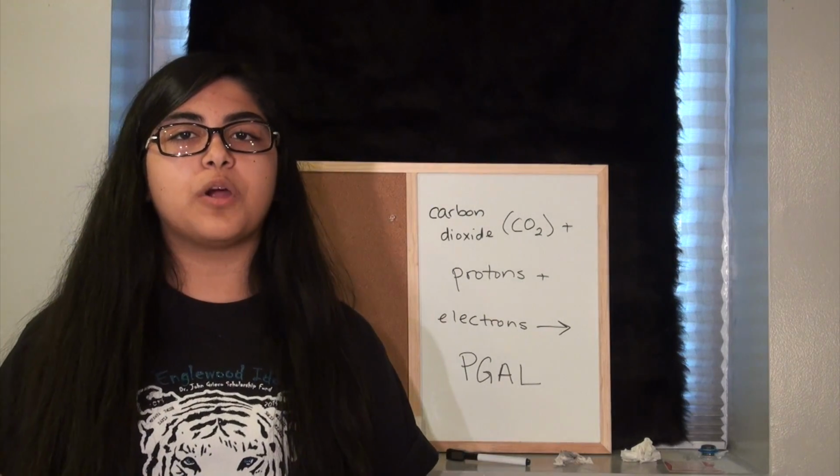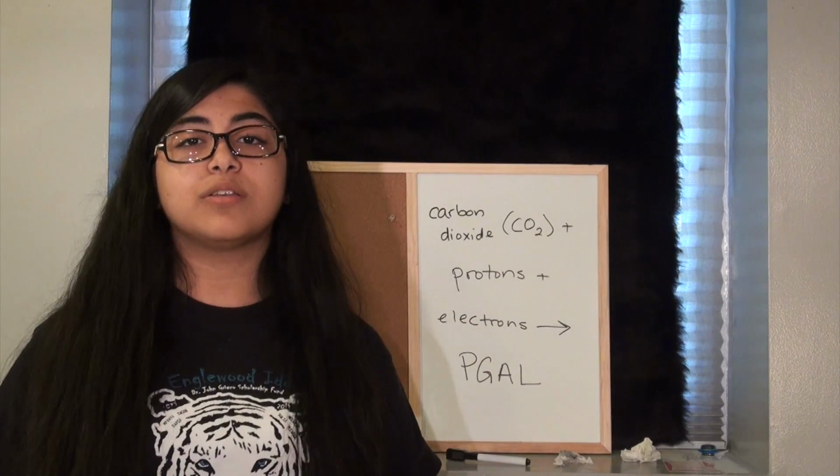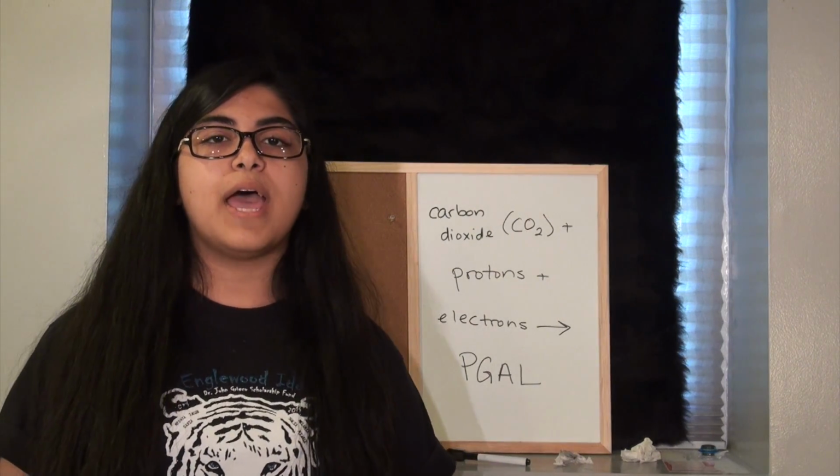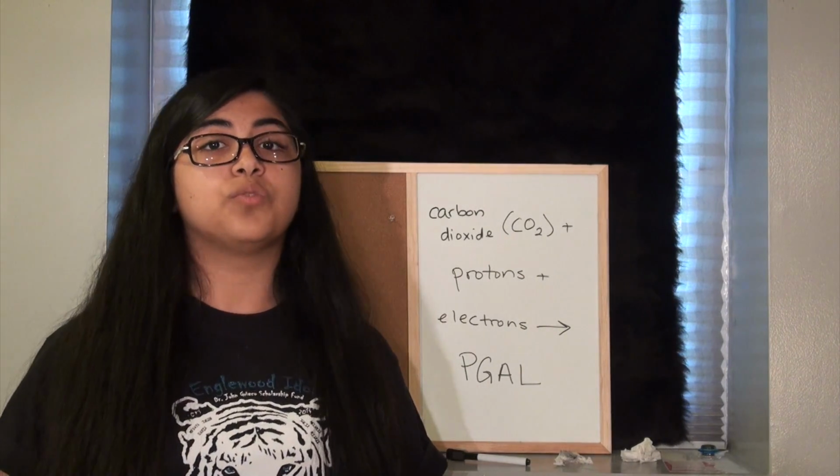The incorporation of carbon dioxide into sugar is called carbon fixation. It occurs in a process known as the Calvin cycle, and the most important enzyme that is required for the cycle to proceed is rubisco.